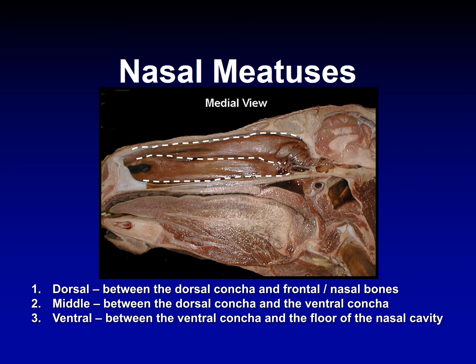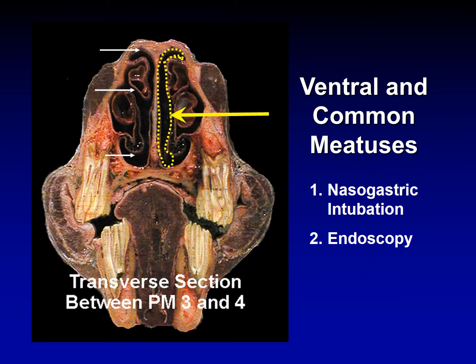Now, the area between these three nasal meatuses is called the common nasal meatus. This is a picture showing the common nasal meatus. It is a cross section in the skull showing that area between the dorsal, middle, and ventral nasal meatuses. It's lined here by a yellow line indicated by the large arrow. This area is very important because that's where we actually pass the nasogastric tube and also the endoscope ventrally. So this is the common nasal meatus.